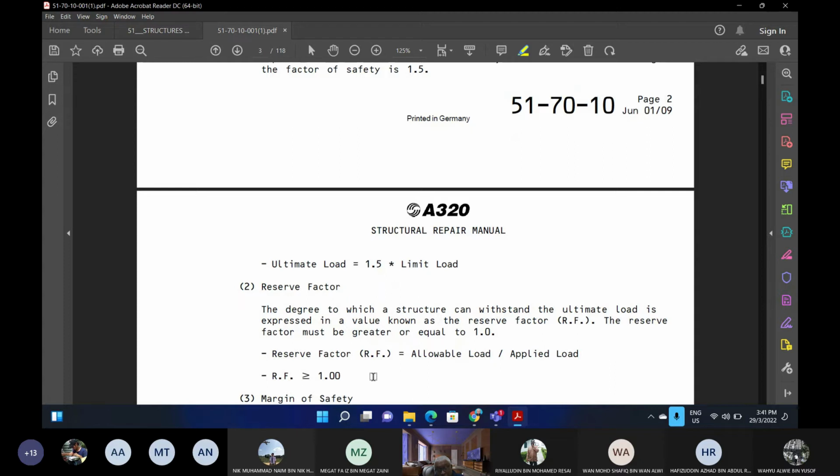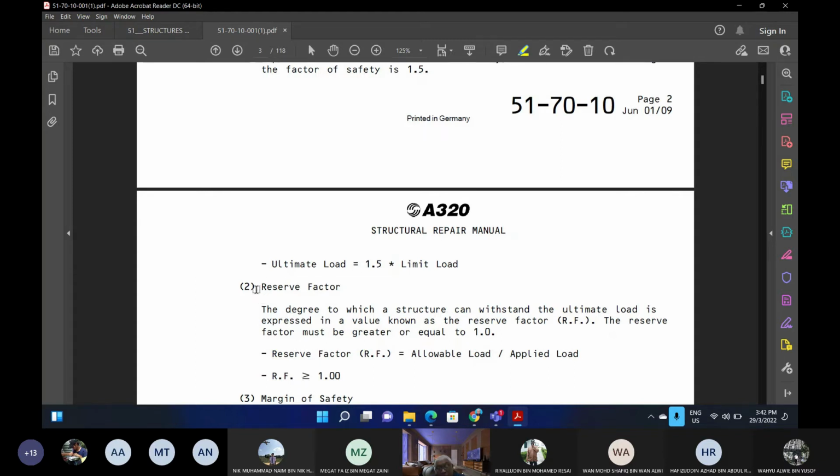You may only work on a primary structure to require 1.5. For secondary structure, fairing is something not critical. You may use less than 1.5. So if you apply allowable load you design to 110, you apply at 100, so 110 over 100 you got 1.1. So it's more than 1, so it's acceptable. Should not be less than 1.